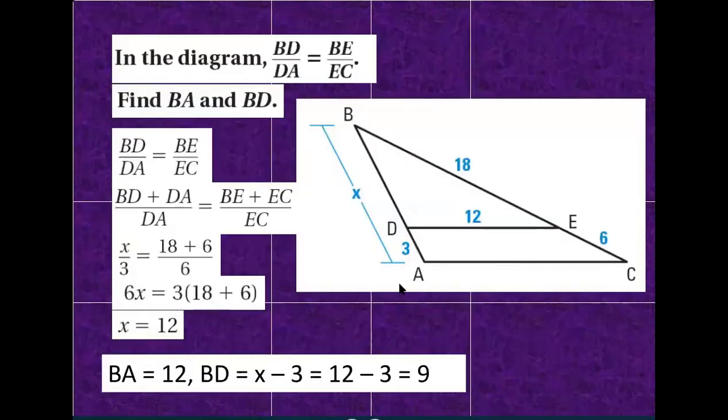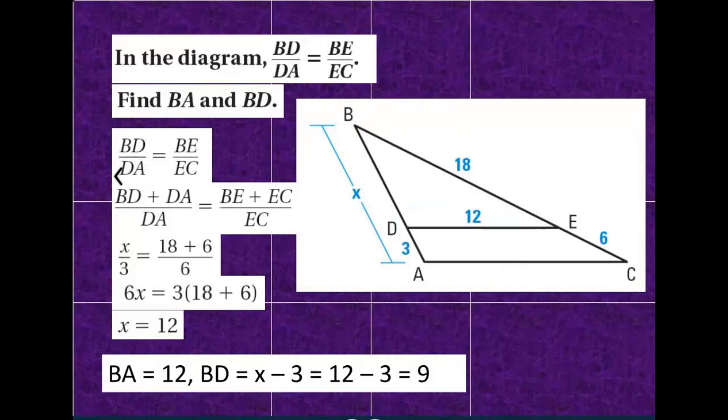We can use it also in geometric figures. Like what? In the diagram, BD over DA equals BE over EC. Then we are looking for the value of x. The value of x here represents the whole. Then we can change this ratio and use the interchange of means, which is we can add the denominator for both. Then BD over DA equals BE over EC.